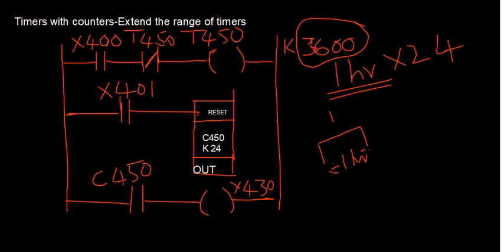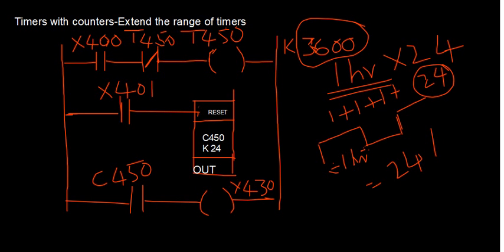Once the timer gives me the output, I will increment the counter. This becomes 1 plus 1, and again I will reset the timer and make it count for another 1 hour. Again I will increment it, and make it count for another 1 hour. Like this, if I make it count 24 times, I would get a total delay of 24 hours. So this is how I get my task completed by virtue of the combination of the timer and the counter.